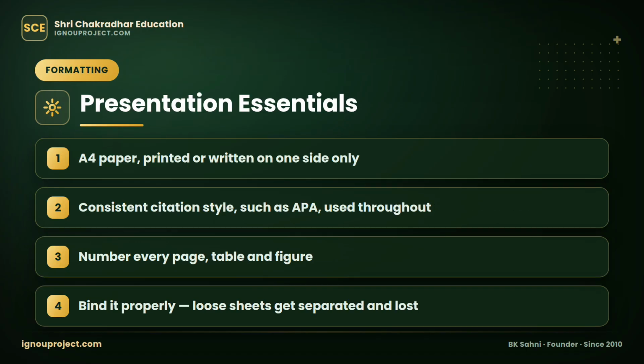A few presentation essentials that cost nothing and prevent a great deal of trouble. Use A4 paper, printed or written on one side only. Pick one citation style such as APA and use it consistently from the first reference to the last. Number every page, every table, and every figure. And bind the report properly because loose sheets get separated in transit and separated pages get lost.